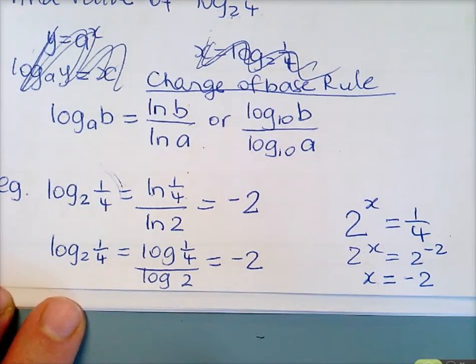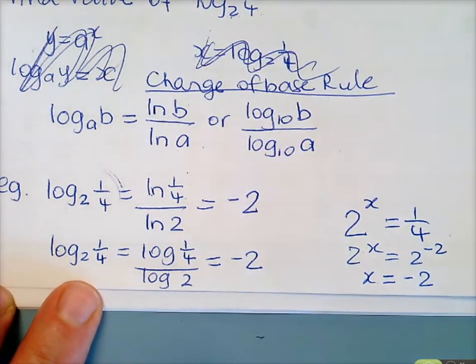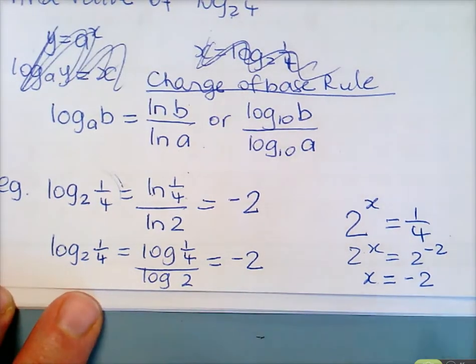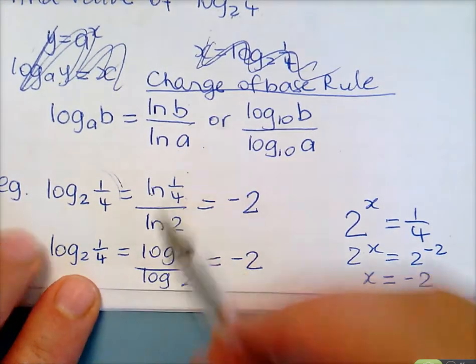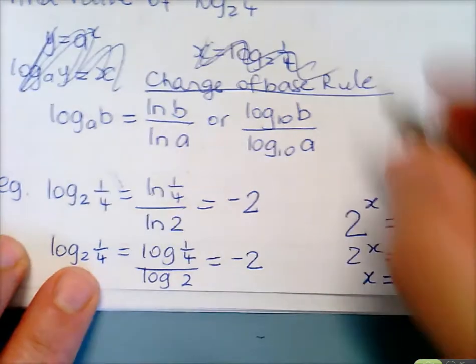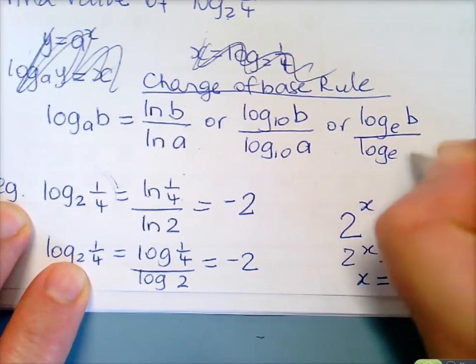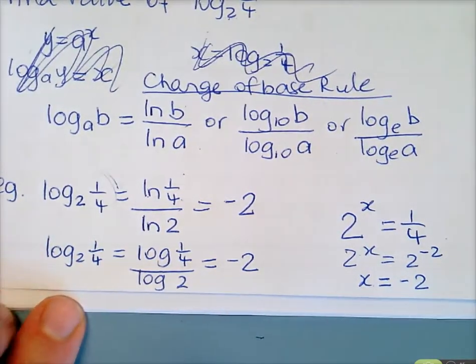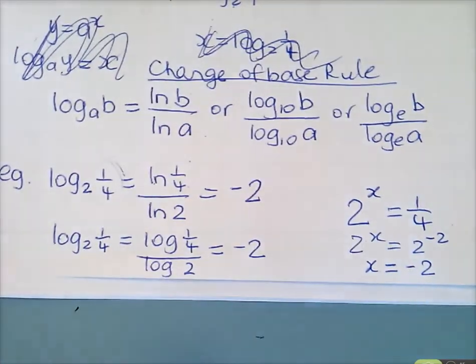Log 1/4, do we assume that the bottom is 10? Yes. If it says log, the base down the bottom is 10. If it says ln, the base is e. Got it? So I should have written this either as log to the base e of a quarter over log to the base e of 2, or I can write it as log to the base e of b over log to the base e of a. That allows you to work out anything with a base other than 10 or e. That's the change of base rule.